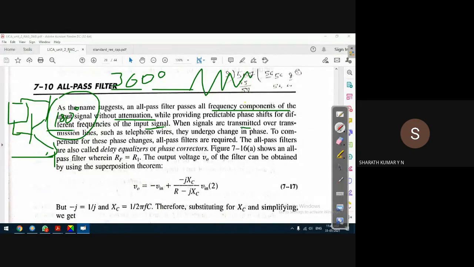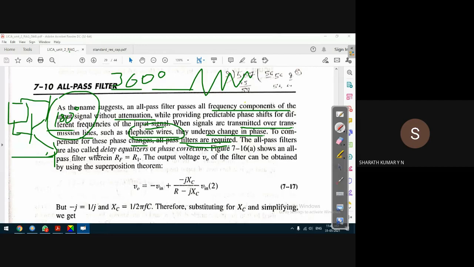When signals are transmitted over transmission lines such as telephone lines, they undergo a change in phase. Obviously, because over long distance transmission, there is definitely a phase shift in the signals. To compensate for these phase changes, all pass filters are required. An all pass filter provides a phase shift to nullify the phase shift introduced by the telephone lines, so it can be used to reduce the phase shift of the signal.